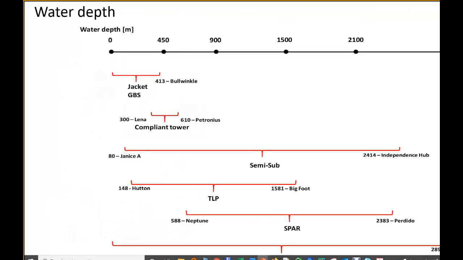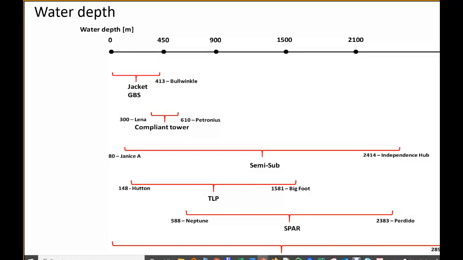Water depth. This on the x-axis I'm showing here at the top is the water depth from 0 to 3,000 meters, and you see that jackets and gravity-based structures usually have been built up to 413 meters. Okay, the deepest is Bullwinkle. So if you have water depth bigger than that, you probably cannot use a jacket. Okay, for that you migrate to a compliant tower, which can extend that to 610.